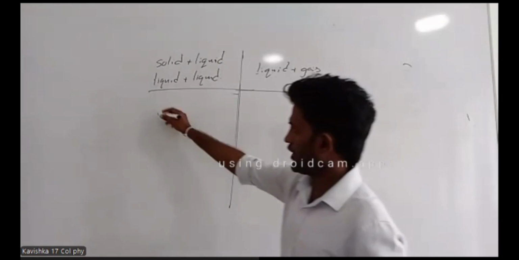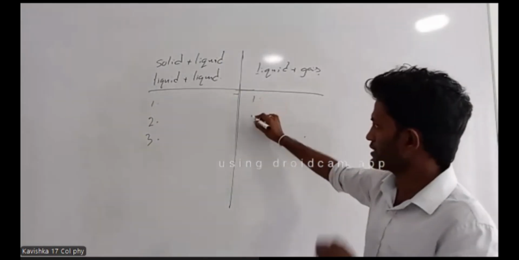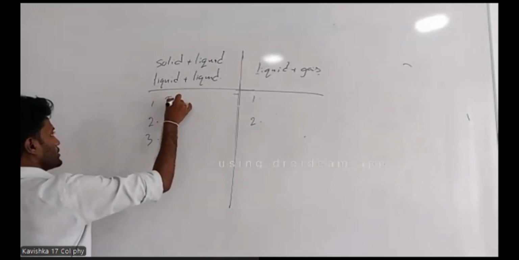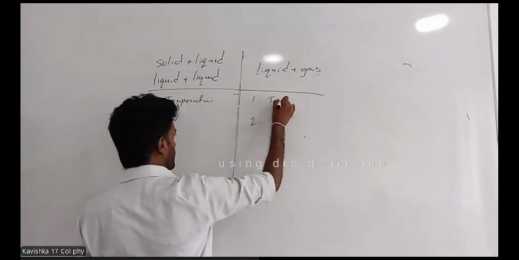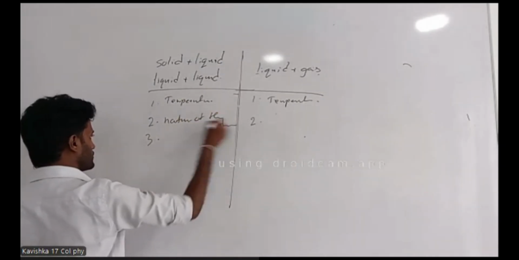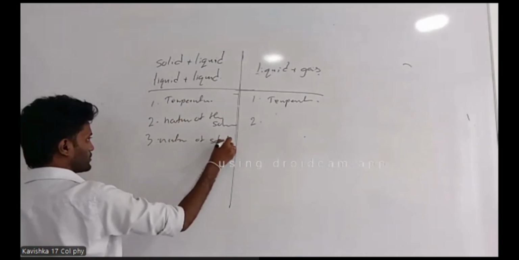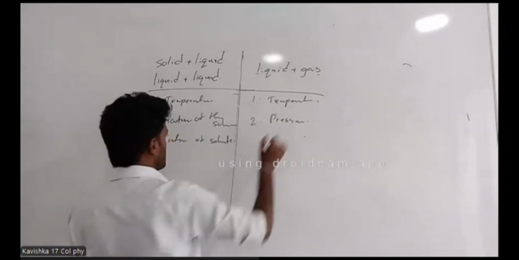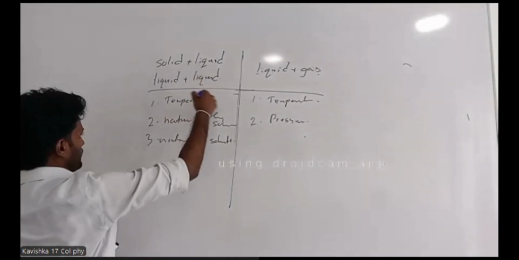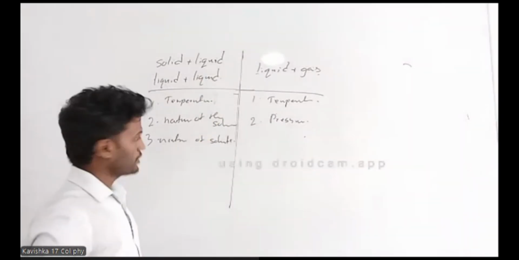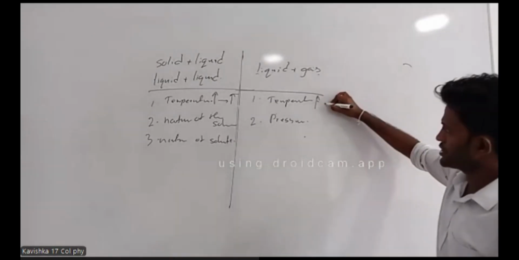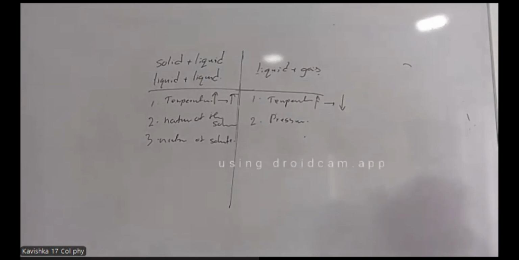Right? So here what are the factors? There are 3 factors here, 2 factors there. Just remember the type. So here one is temperature. Here also temperature affects. And here nature of the solvent, nature of the solute. Here pressure, right? And the other thing is the way temperature affects is different. It's quite different. In a solid-liquid one, when you increase the temperature, solubility also increases. But in a liquid-gas one, when you increase the temperature, solubility decreases. So that you need to remember.